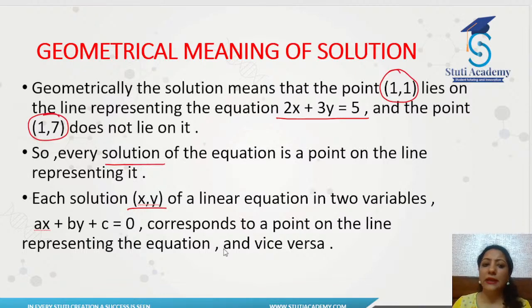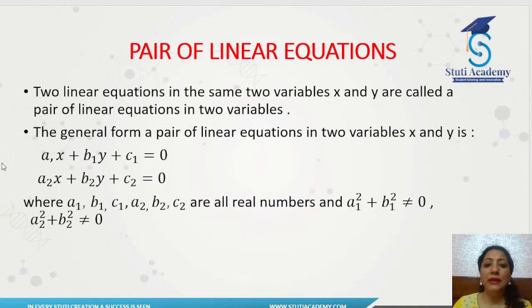So all this we've done in grade 9 also. Now let's proceed one step further, coming to grade 10 where we are dealing with a pair of linear equations in two variables. Two linear equations in two variables x and y are called a pair of linear equations in two variables. In general form, a pair of linear equations in two variables x and y is a1x plus b1y plus c1 equal to 0, a2x plus b2y plus c2 equal to 0. So these are a pair of linear equations in two variables. Here we are dealing with two variables, x and y, and also we have two equations.